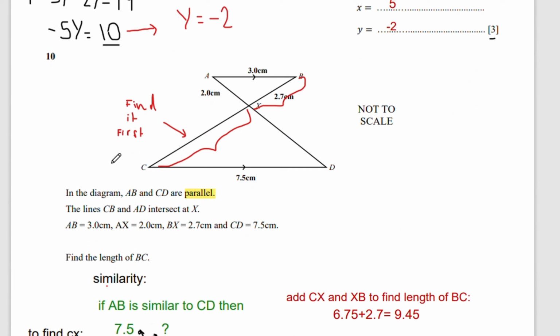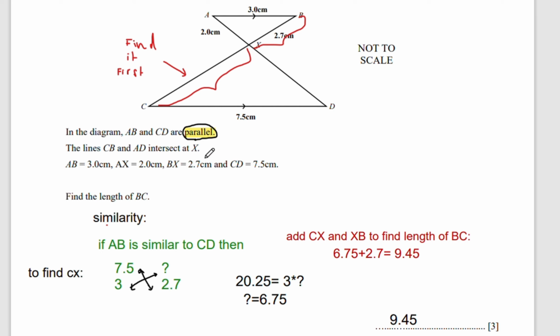Going to question 10, we have similarity in here. So the diagram: AB and CD are parallel. Keyword right here. The lines CB and AD intersect at X. AB is 3 centimeters. They wrote that. AX is 2 centimeters, BX is 2.7 centimeters and CD is 7.5 centimeters. Find the length of BC. BC is the whole line right here. It is this one. So it is broken into XB and CX.